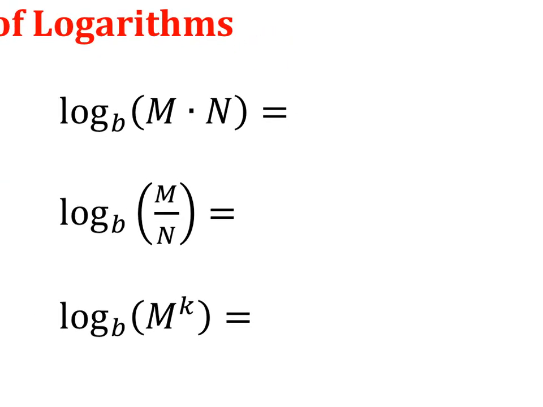Okay, number 1. So if you have a log base b of something times something, we expand it. It becomes 2 logs. How do we combine those 2 logs? By adding or subtracting? Adding. Okay. Log base b of m plus log base b of n. So we're going to add them together.